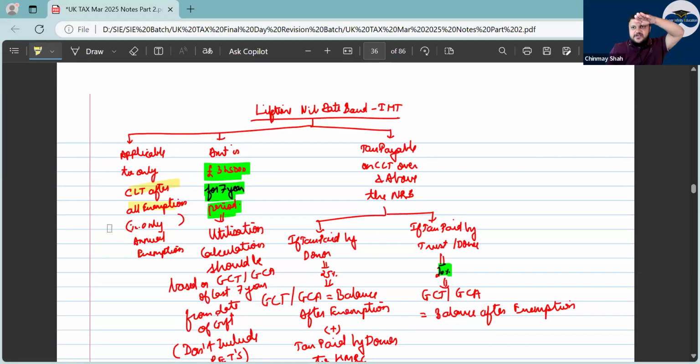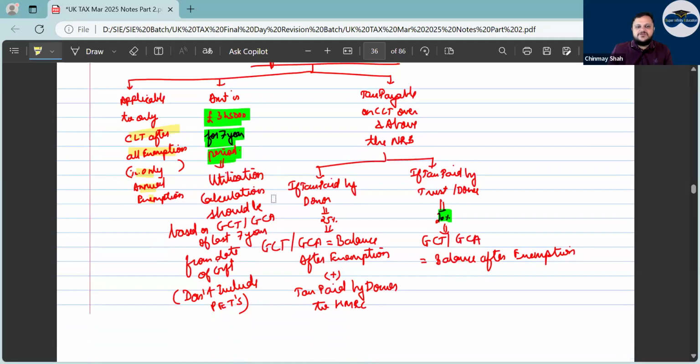So whenever there is a CLT, what do you reduce from it? You reduce annual exemption and specific exemption. After that, whatever is left for the CLT, only then does the lifetime nil rate band apply. The nil rate band is nothing but the amount on which you don't have to pay tax. Up to 325,000 for a 7-year accumulation period, you don't have to pay tax.